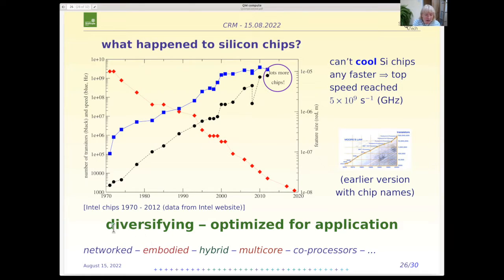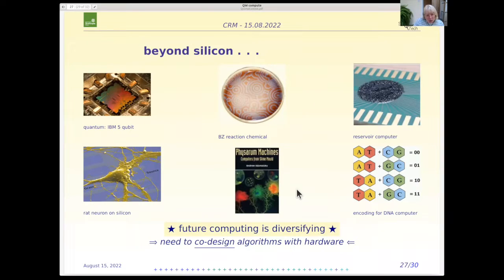So what's happening to computing is it's diversifying, it's optimizing for applications, because we can't just continue this 50-year run that we had of just making them faster by engineering them to be faster. And people are looking much more seriously at what comes beyond silicon. So there's the crazy three I put up. There's another crazy one doing reactions in liquid and chemicals. There's one of IBM's early computer chips.